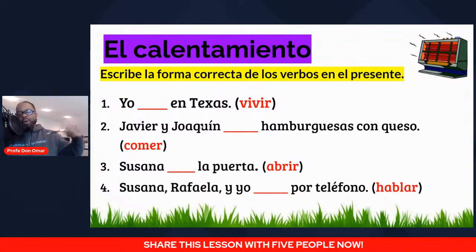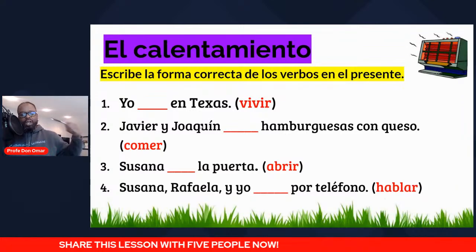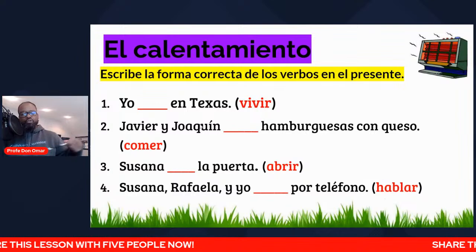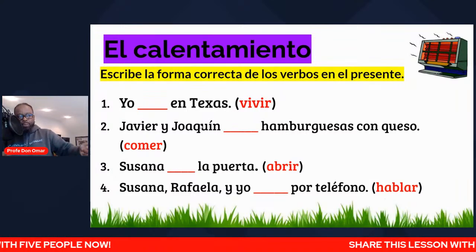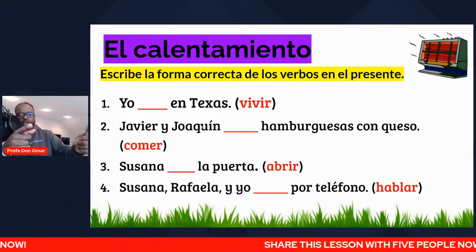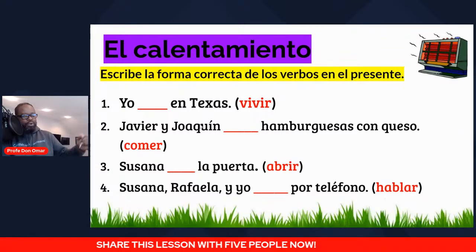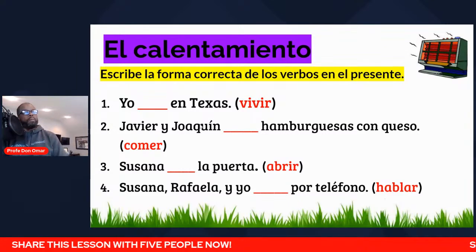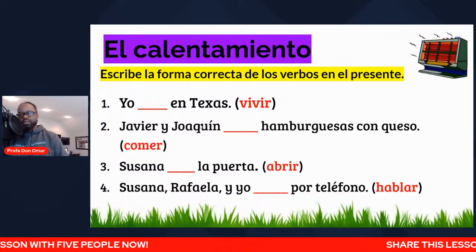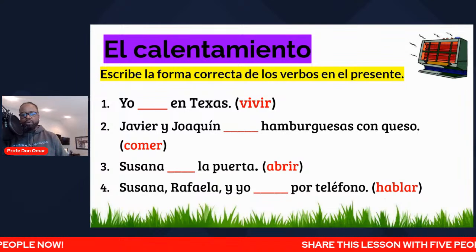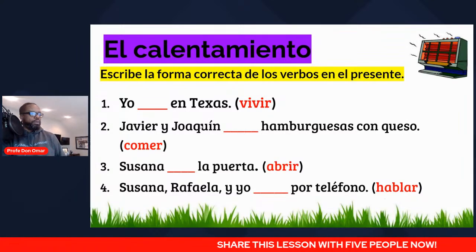I want you to know a couple of words, and so I'm going to utilize these over and over again. For example, hamburguesas con queso. I want you to know that that's cheeseburgers. We got something coming up. I know we had a young lady ask me to make a video about being able to order things. So these are things that we want to make sure we know in the beginning.